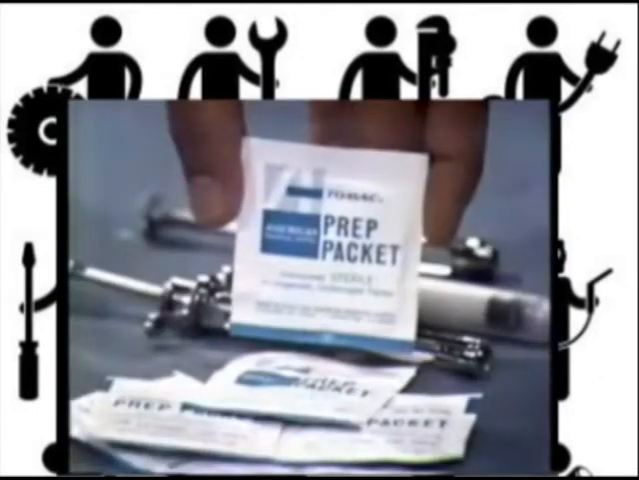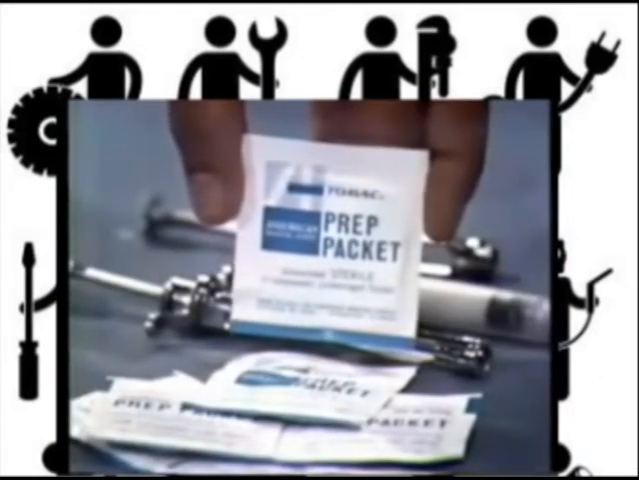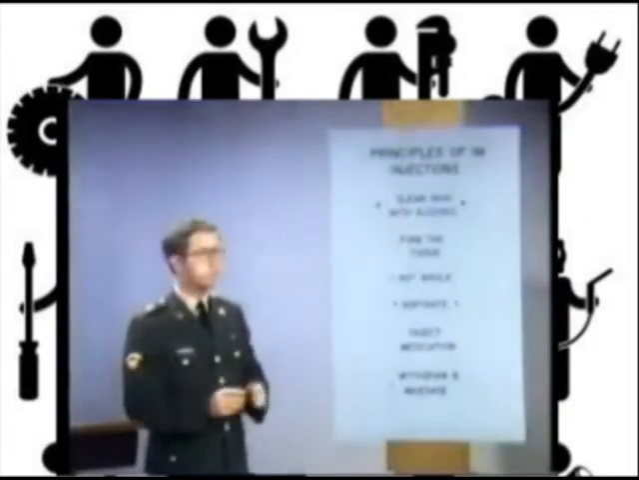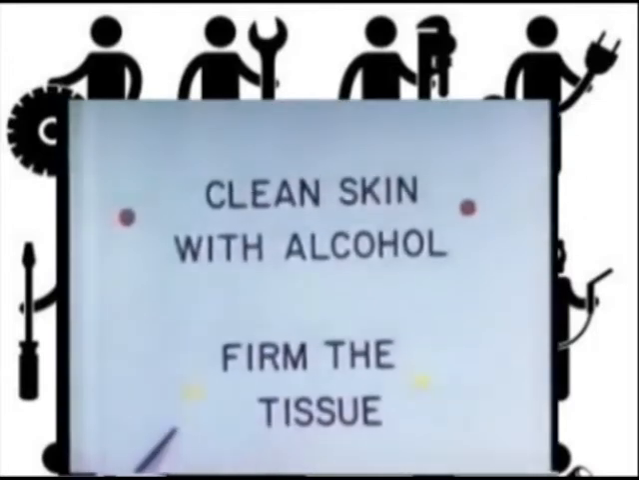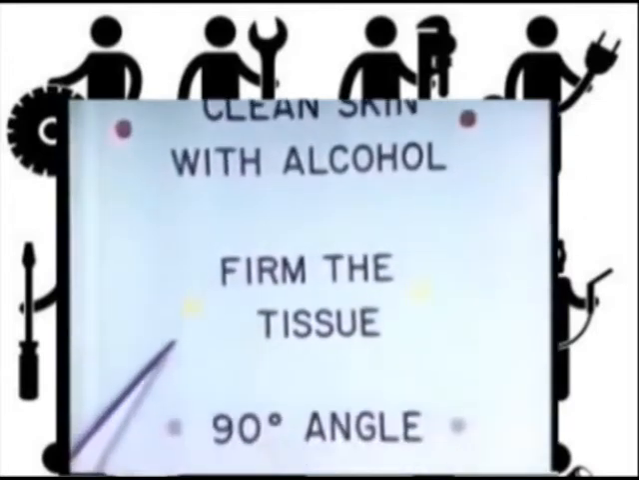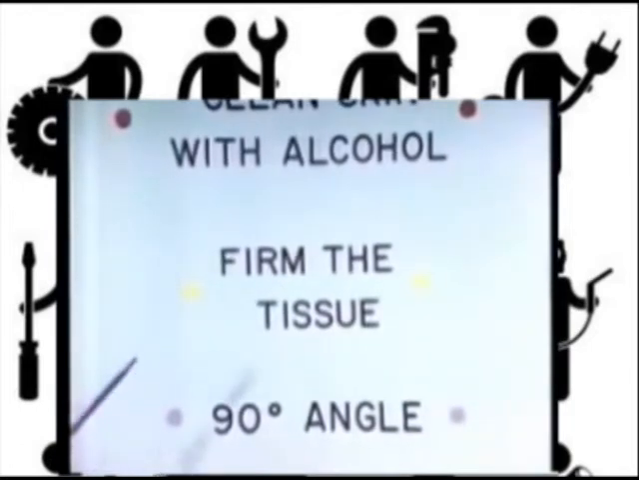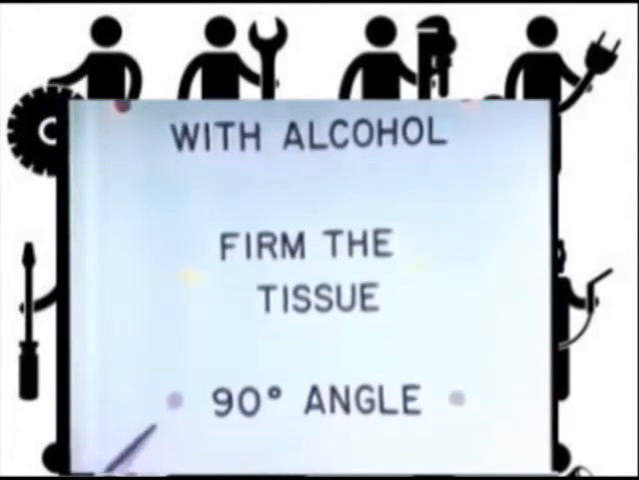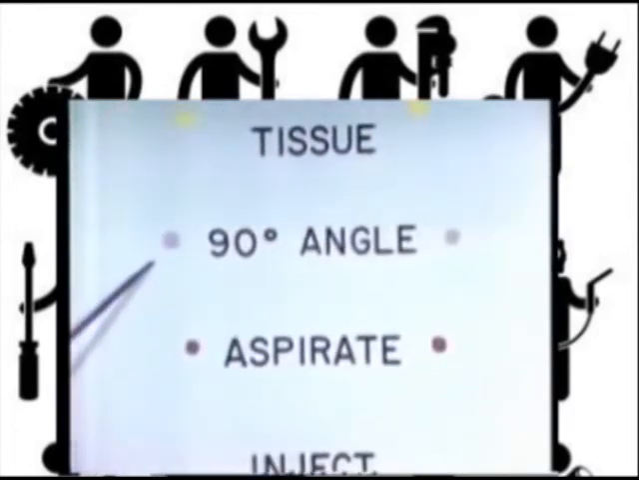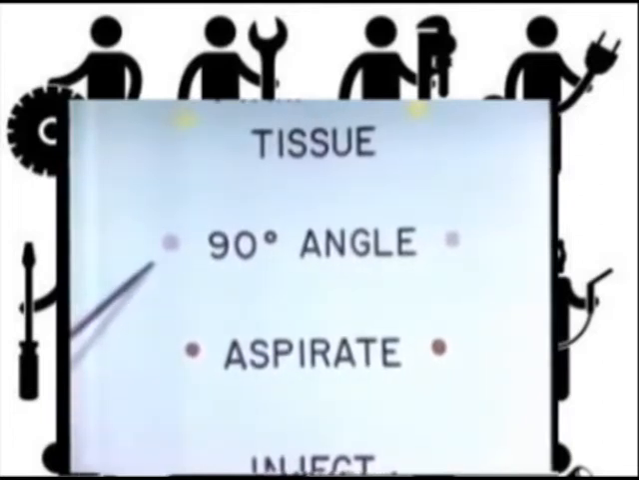Today, we are using the commercially prepared prep packs. The second principle: firm the tissue by squeezing between the thumb and fingers. Injection is safer, easier, and less painful if the skin is firm. Next, inject the needle with a quick thrust at a 90-degree angle to the skin.